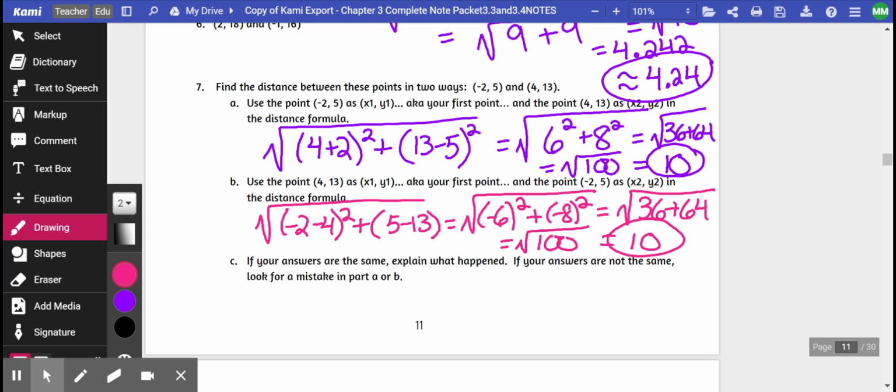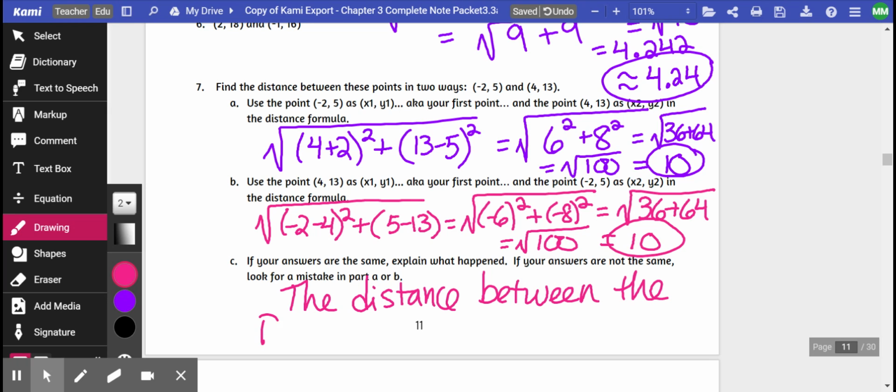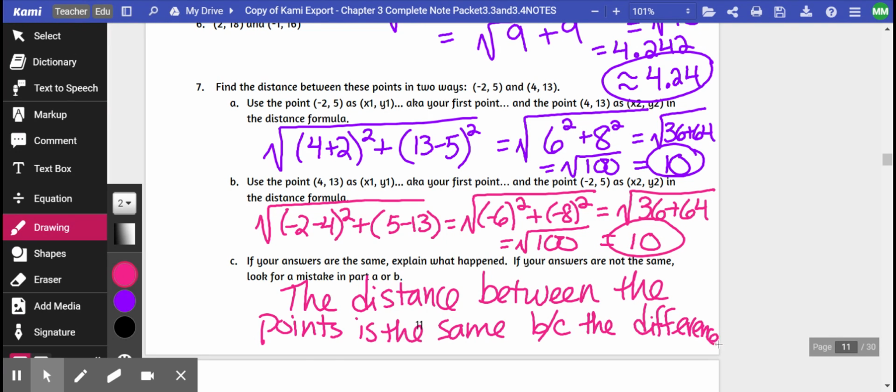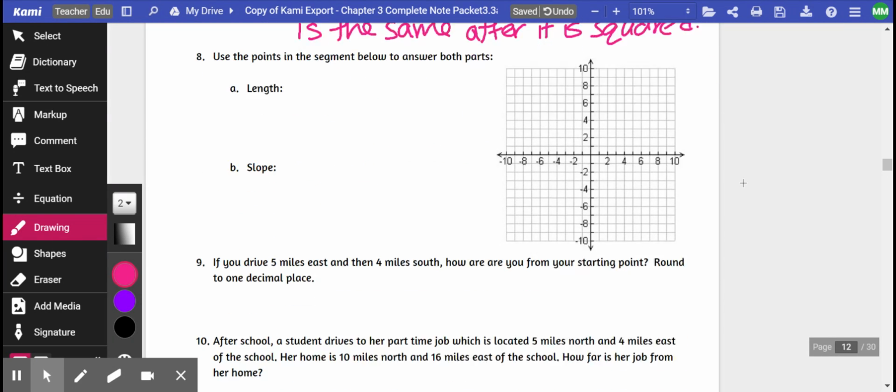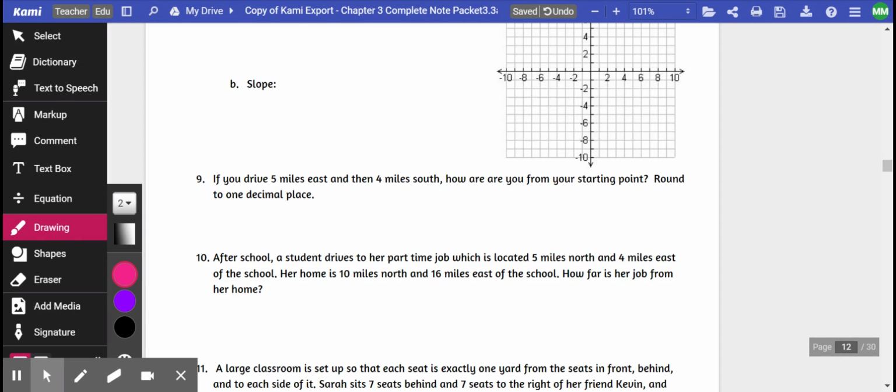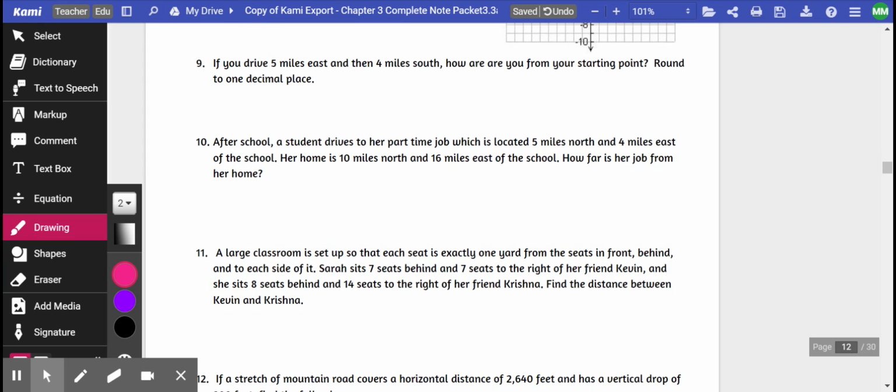So the distance between the points is the same, because the difference when we subtract is the same after it is squared. So when we square it, it ends up canceling out the negatives, so we don't have to worry about it. Okay, that next problem, number 8, is just like the one that you did on the last one on your notes. So let's go ahead and look at number 9.